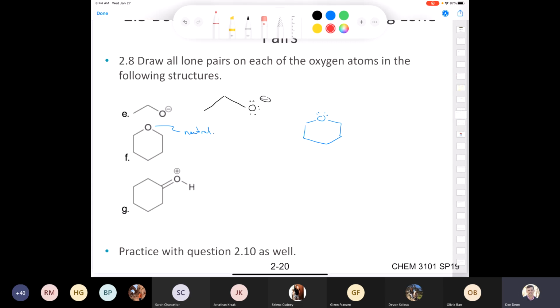And then lastly, if we look at this one here, I'm not going to redraw this one, there's space here. This oxygen has a positive charge. So oxygen has a positive charge when it's got 3 bonds, like it does here, right? We've got 1, 2, 3. And how many lone pairs? 1. 1 lone pair. Thank you very much.